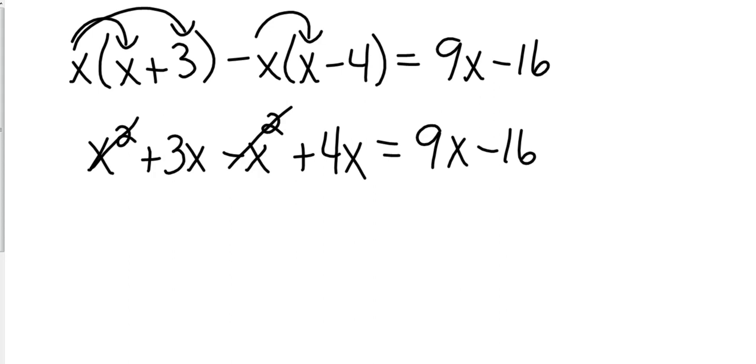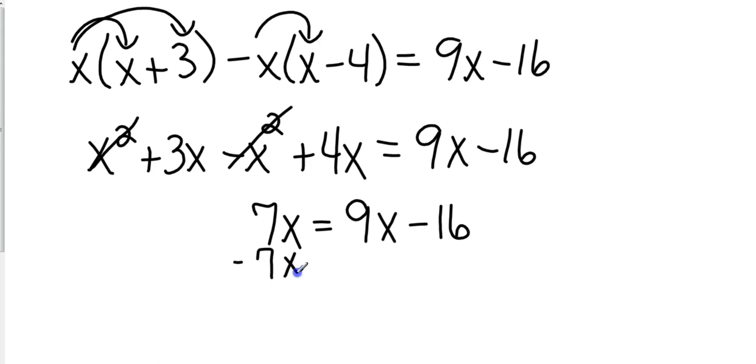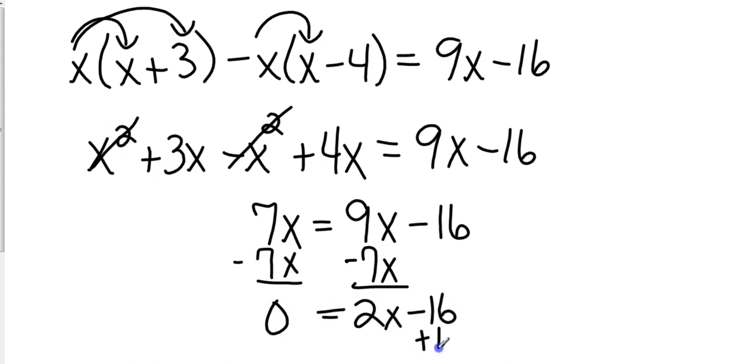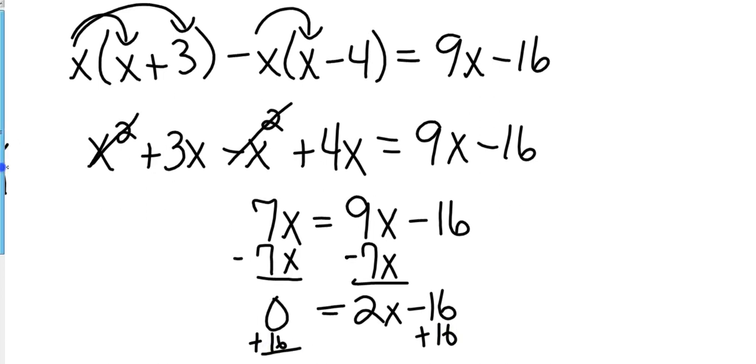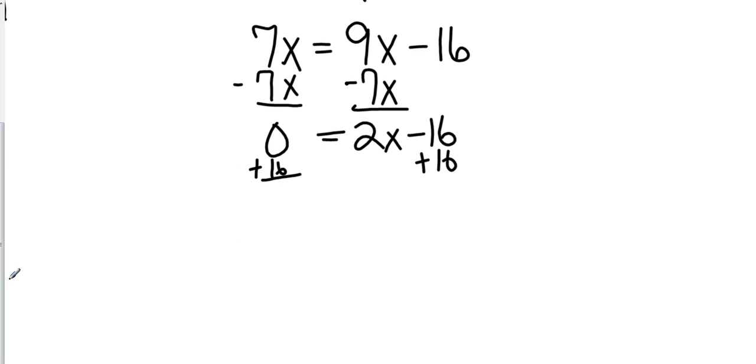Let's combine like terms. We've got 3x plus 4x, that's going to give me 7x. And then on the other side I have my 9x minus 16. So here's what I want to do to keep everything positive. I always like to take the smaller to the bigger. So I'm going to subtract 7x. That gives me 0 on this side. And then I've got 2x minus 16. I want to add 16 to the other side. There we go. So now I have 2x equals 16.